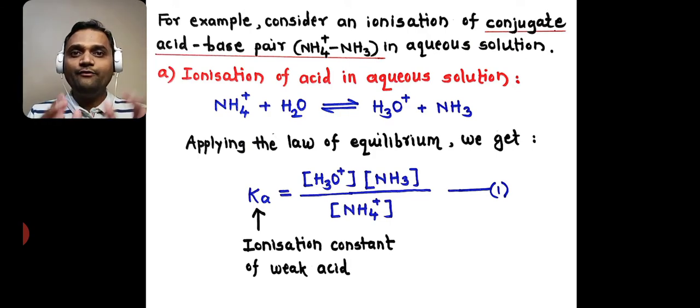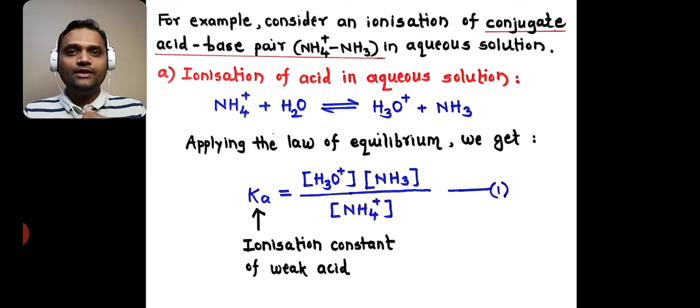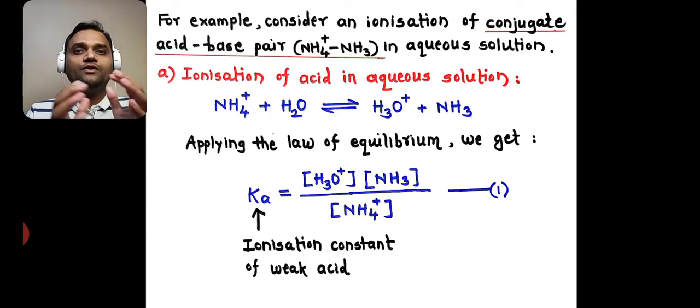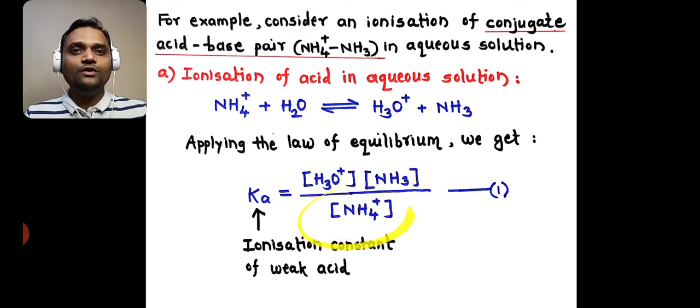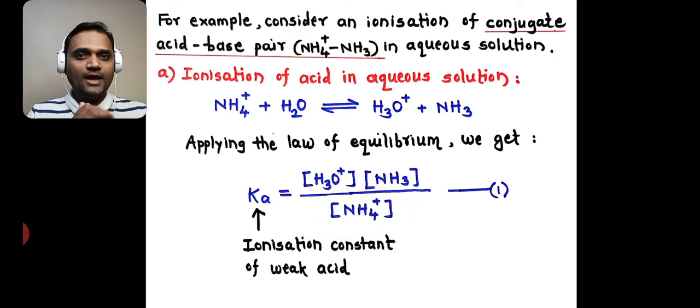Now why have we neglected it? Because we know that in aqueous solution water is present in large quantity in unionized form. Therefore the molar concentration of water is taken as constant. As we are taking it as a constant, we can neglect it. So we have considered only the molar concentration of NH4 plus. This is our first equation, which is the ionization constant of weak acid.